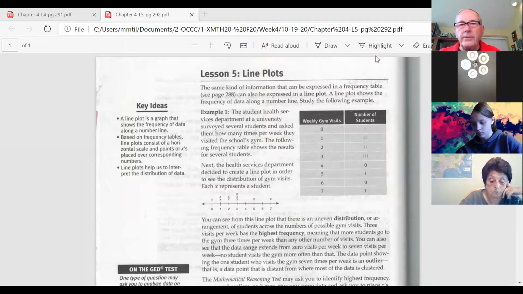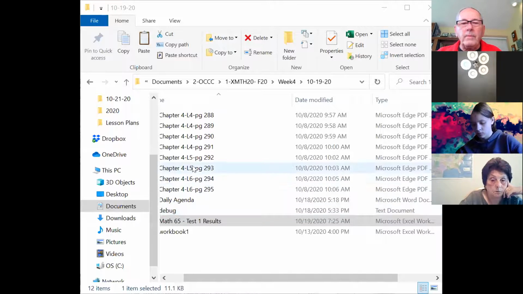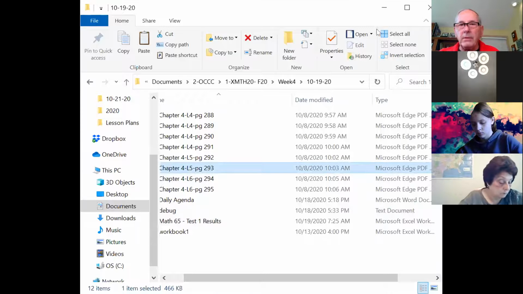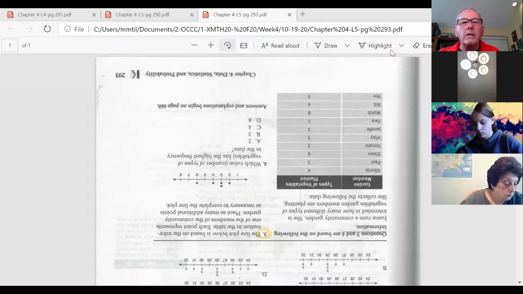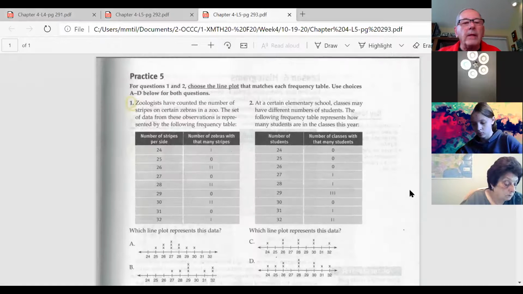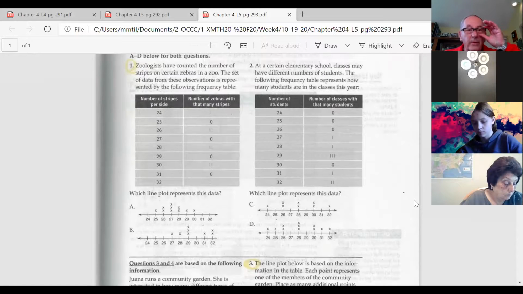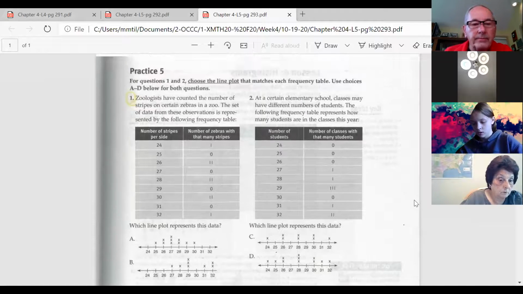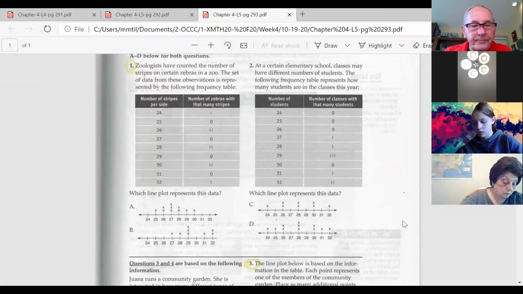Okay, we'll go on to the next page. That was 292, 293. Okay, this is questions for the little line plots.